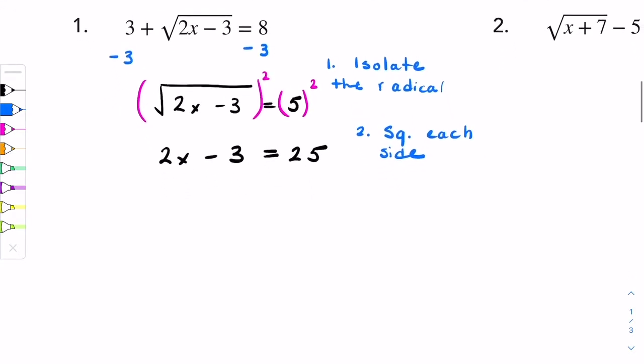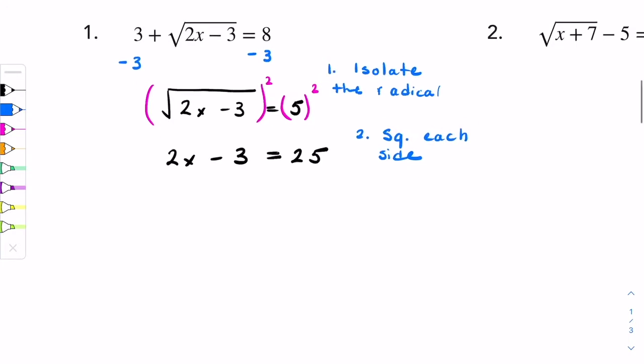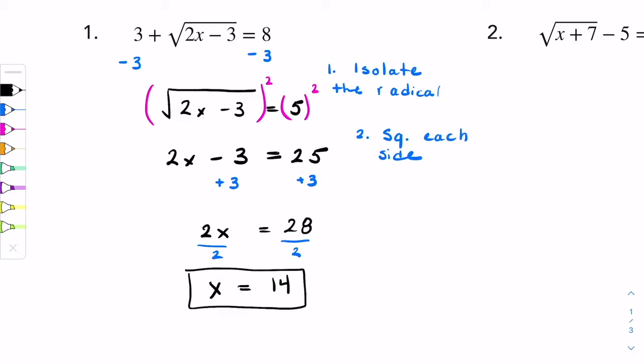Now that we squared each side, we need to solve for x. Solving for x would mean we need to add 3 to both sides. This gives us 2x is equal to 28. Divide both sides by 2, and x is equal to 14. So this is our solution.